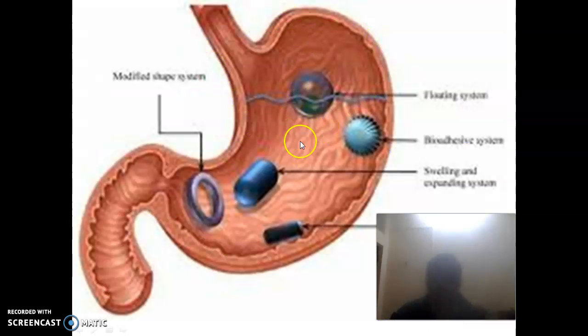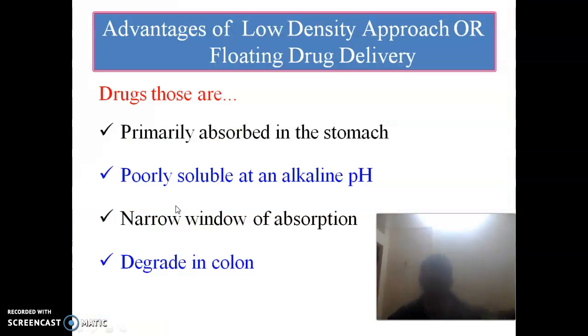Now again you can see this picture, by which the concept will be clear. Everything has been given; only one additional point is there, an additional ring-like structure you can see here. That is called a modified shape system. Why are we modifying here? The shape is a ring shape. So this ring shape will not cross this pyloric sphincter. Likewise, we can also prepare the dosage form.